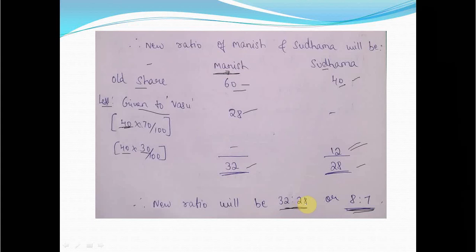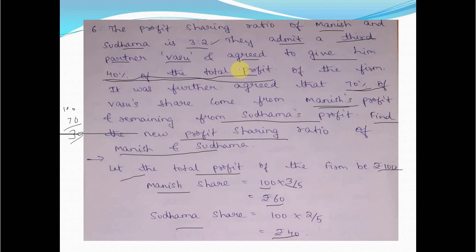No confusion? Nothing difficult in this problem. Simple thing: there were 2 partners with ratio 3:2. They admitted a third partner, Vasu, and agreed to give him 40% of total profit. It was further agreed that 70% of Vasu's share should come from Manish's profit and the remaining 30% from Sudama's profit. What is asked? To find the new profit sharing ratio.